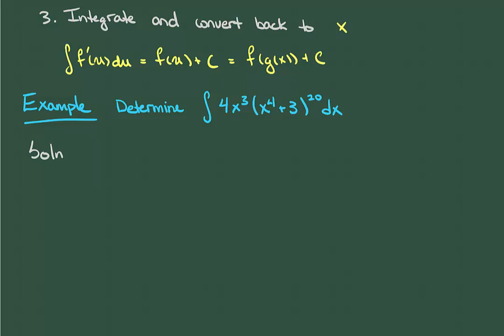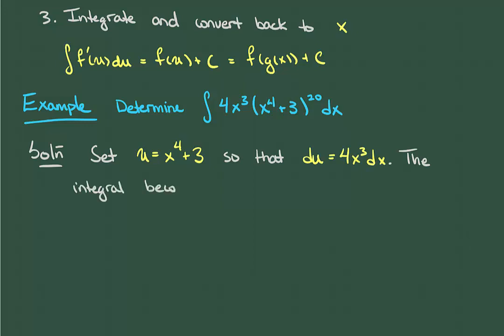First thing, we're looking for a function and its derivative. Pause the video if necessary, and see if you can identify what g should be. In this case, I see an x to the 4 and a 4x cubed, so let's set u to be x to the 4 plus 3. You don't have to include the plus 3, but since it doesn't affect the derivative, including it will make our lives a little bit easier. du is 4x cubed dx, and so subbing this into our integral, we get the following.